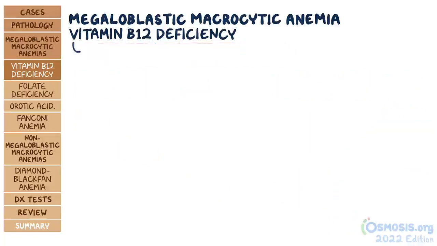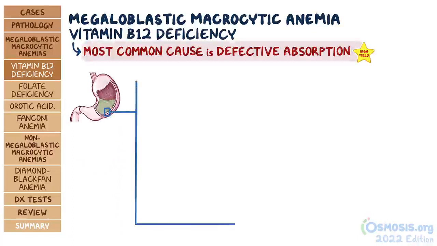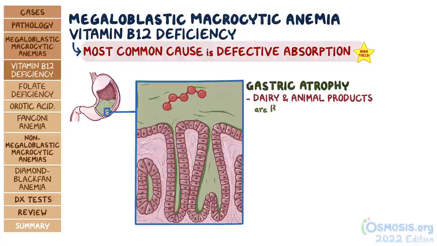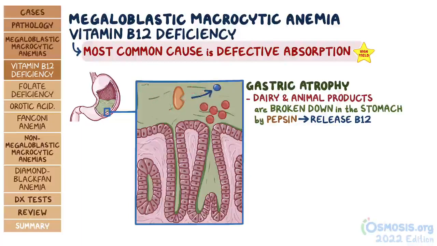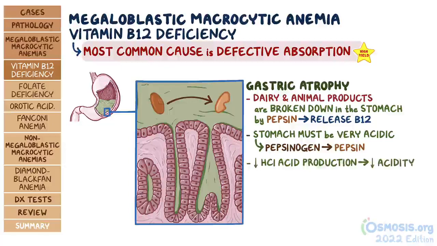For your exams, it's important to know that the most common cause of vitamin B12 deficiency is defective absorption, and you need to know the different ways this could happen. One cause is gastric atrophy. Now normally, dairy and animal products are broken down in the stomach by pepsin, which releases B12. For this to happen, the stomach must be very acidic in order to convert pepsinogen into pepsin. Now in gastric atrophy, there's a decrease of hydrochloric acid production in the stomach, which leads to decreased acidity and prevents the release of vitamin B12.